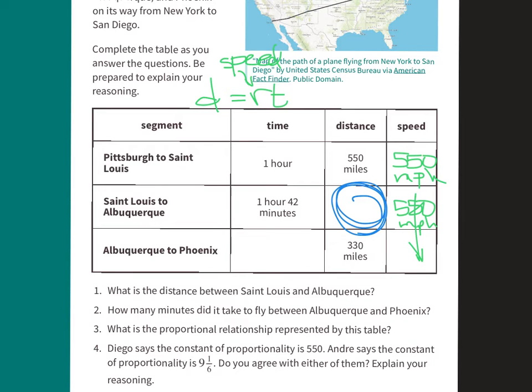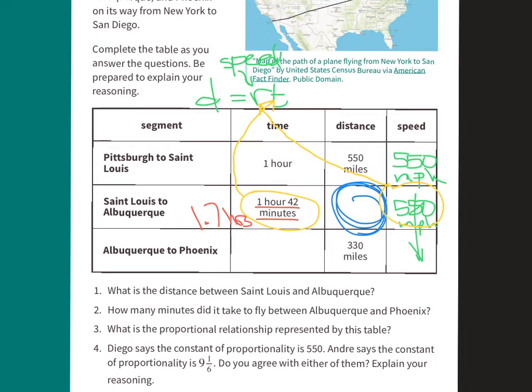Okay, so if we know they're going 550 miles per hour, and we know the time, 1 hour and 42 minutes, we can figure out the distance. We can plug that in for time, plug speed in for rate, and multiply them together to figure out the distance. What I have to do first, though, is convert 1 hour and 42 minutes into the same unit of measurement. My time is always done in hours, so I'm going to turn 42 minutes into an hour. There are 60 minutes in an hour, so to figure out how much of an hour 42 minutes is, I'm just going to divide the two. 42 divided by 60, I get 0.7.